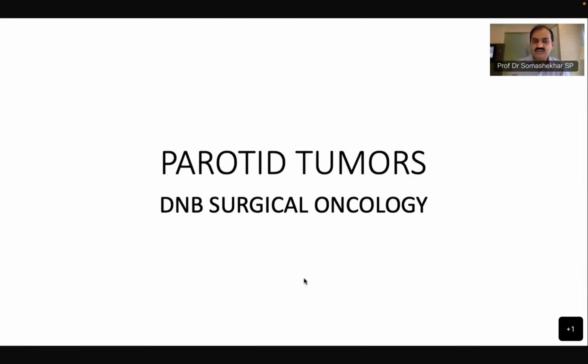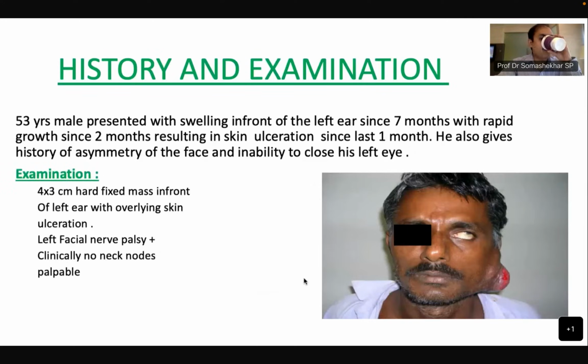The next condition will be a parotid tumor. A 53-year-old male presented with swelling in front of the left ear since 7 months, rapidly growing. Remember, most parotid tumors are not rapidly growing, they are slowly growing. You know that they stay with pleomorphic adenoma for years together.